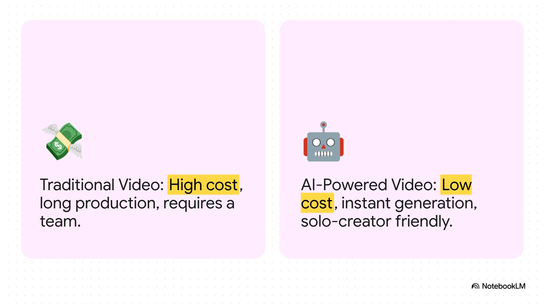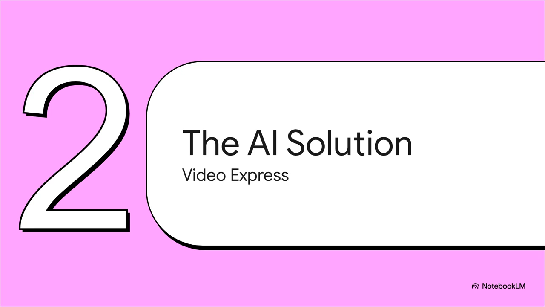It's a gigantic investment. And then, on the other side, you've got the promise of AI, which is the complete opposite. Super low cost, you get results almost instantly, and it's simple enough that one person can do the whole thing. So what if you could just flip that whole model on its head? Well, this is where AI comes into the picture, and we're going to look at one tool in particular today. A new thing called Video Express.